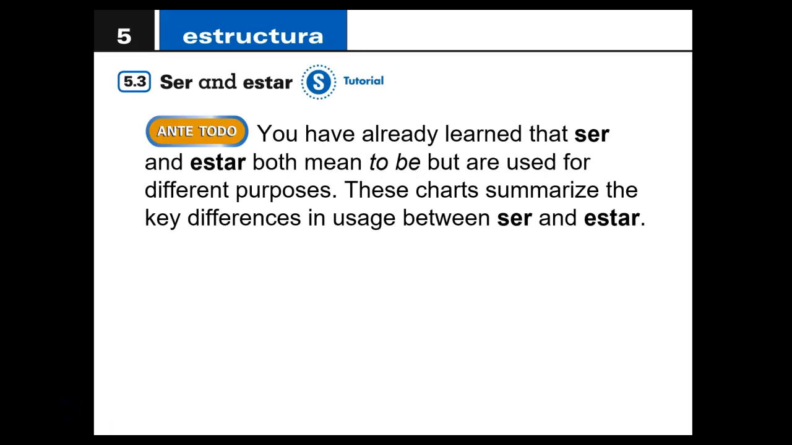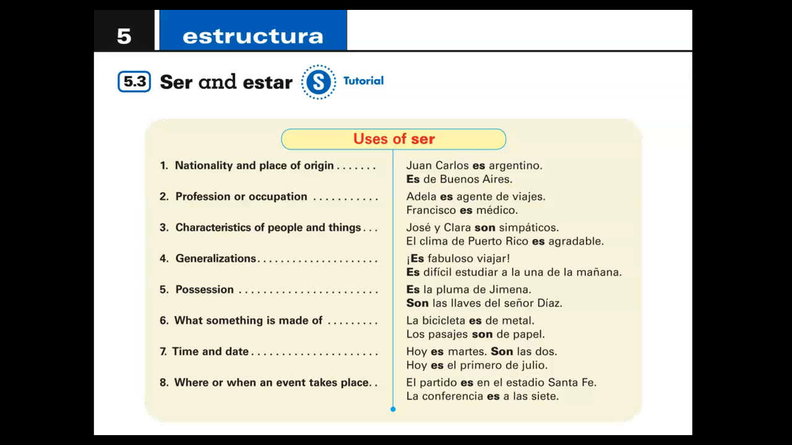All right, you've already learned that ser and estar both mean to be, but they are used for different purposes. The following charts are going to show the key differences between ser and estar and how we use them. Again, you should be taking some notes here. And obviously, if you do need to pause the video at any time, you can. Rewind it, go back to it. You're totally fine to do that. Okay? So let's look at some uses of ser.